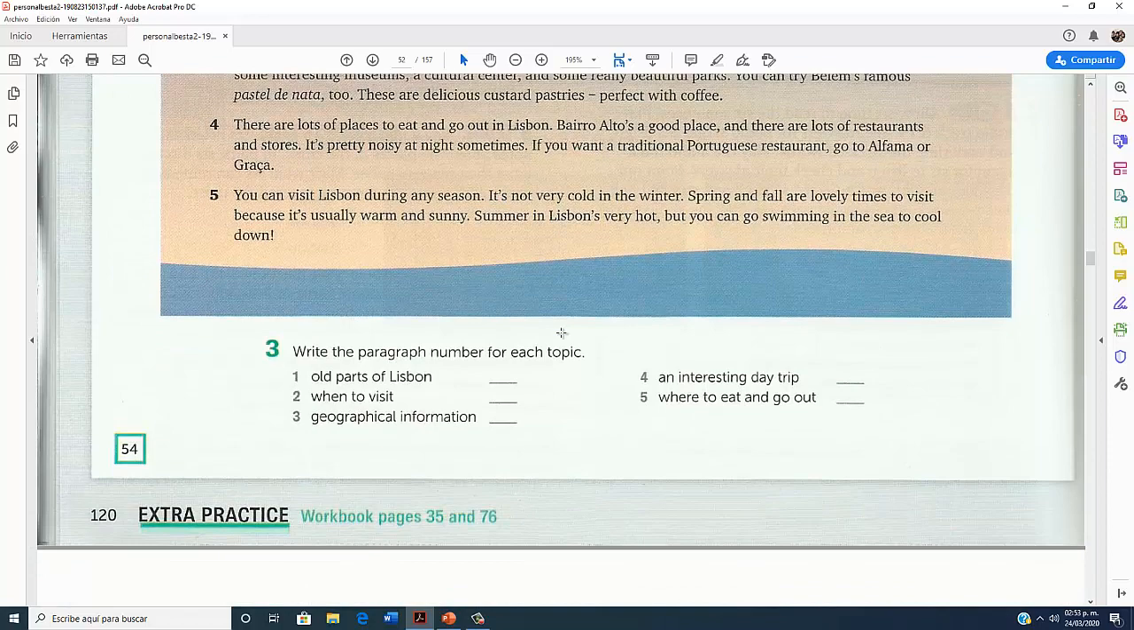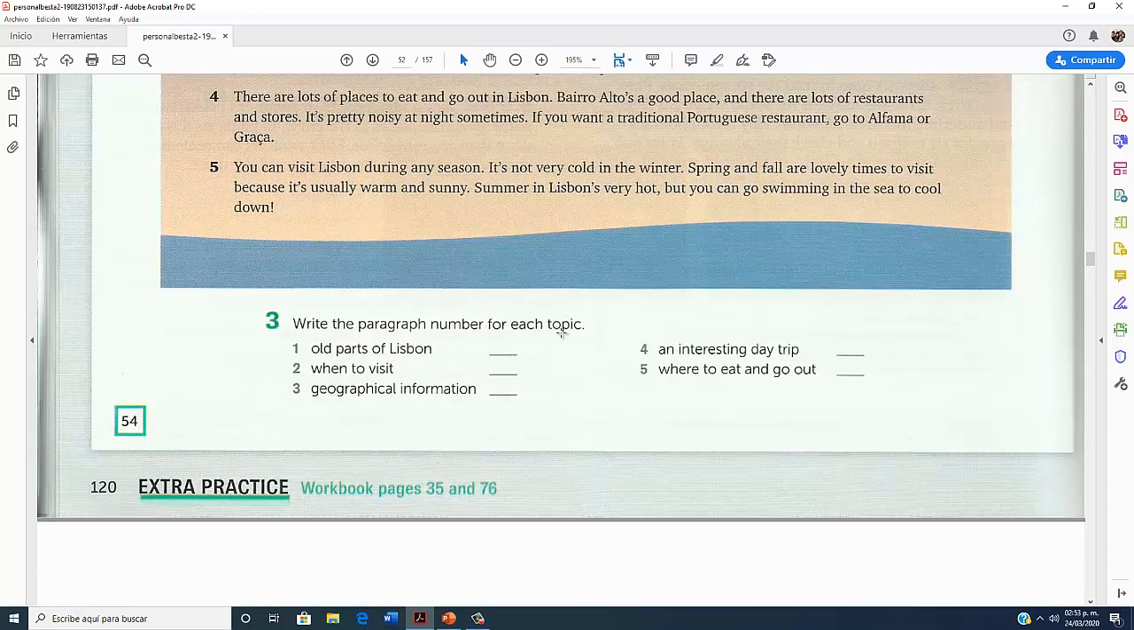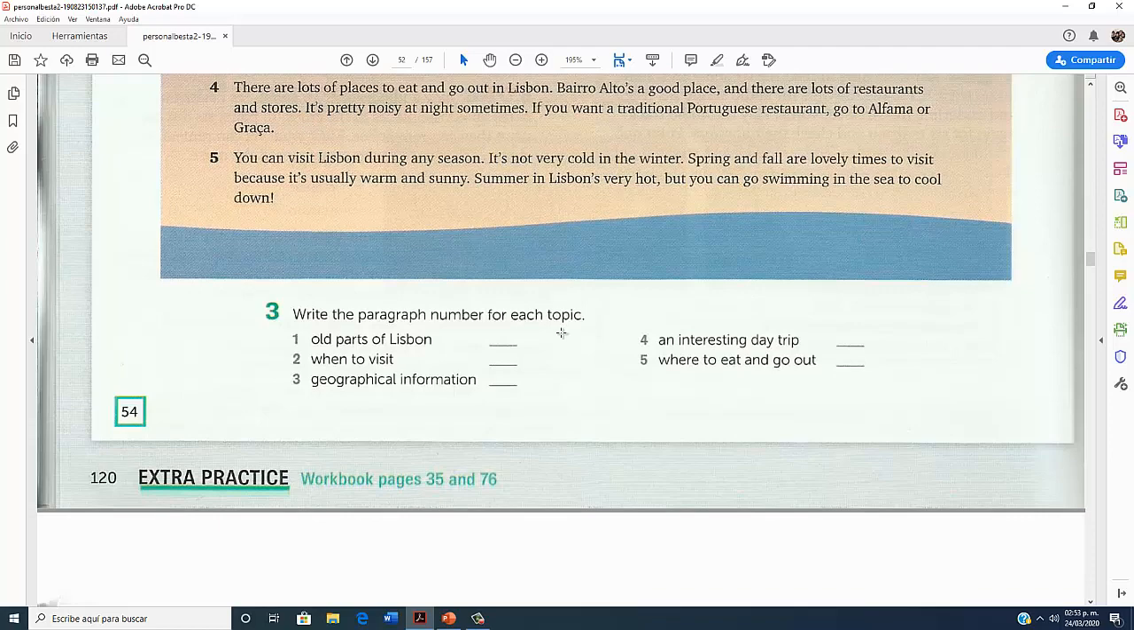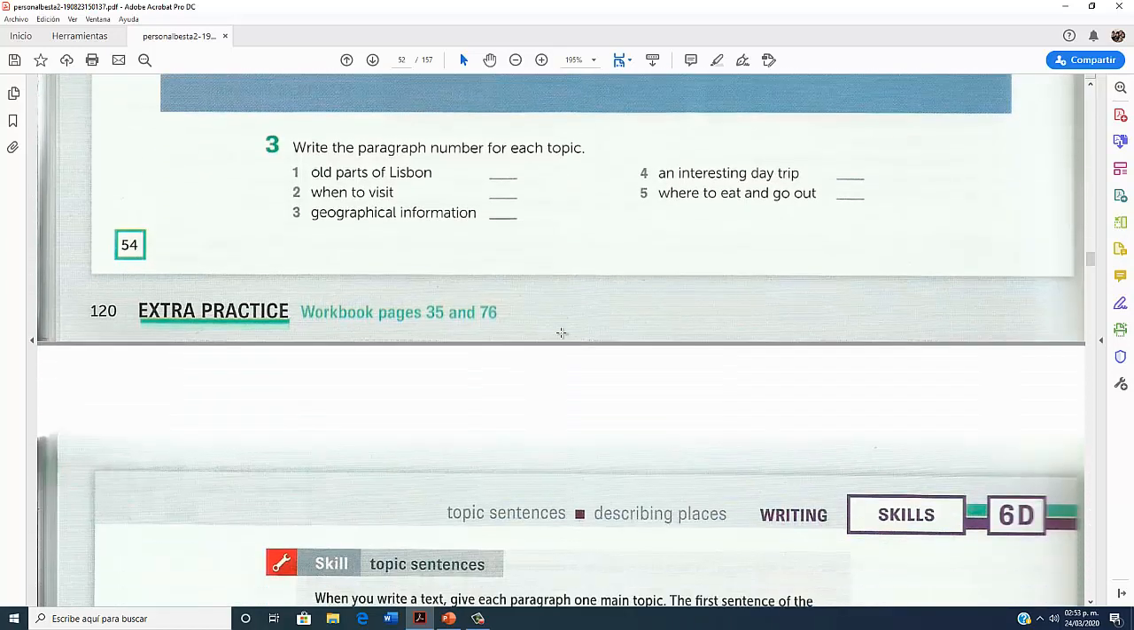You can visit Lisbon during any season. It's not very cold in the winter. Spring and fall are lovely times to visit because it's beautiful, warm, and sunny. Summer in Lisbon is very hot, but you can go swimming in the sea to cool down.